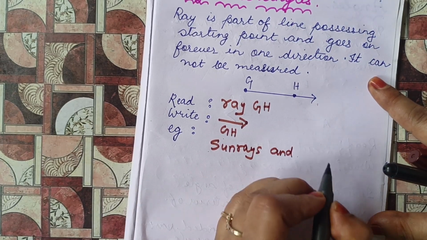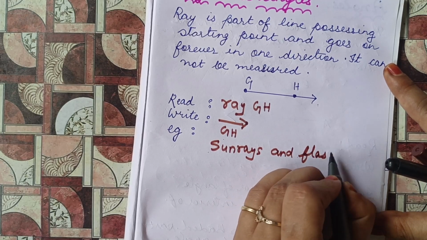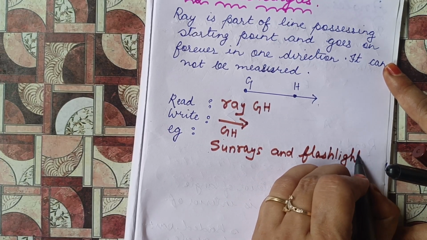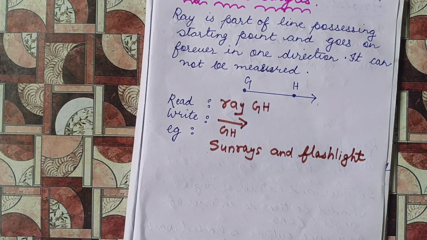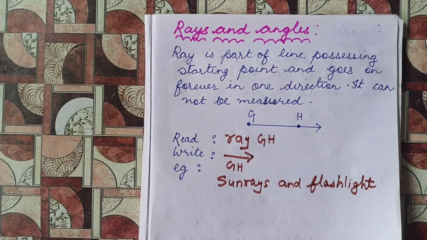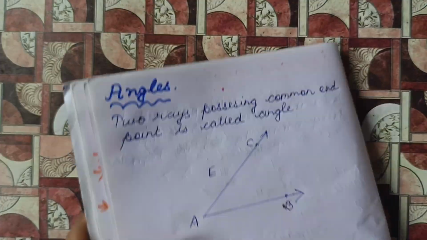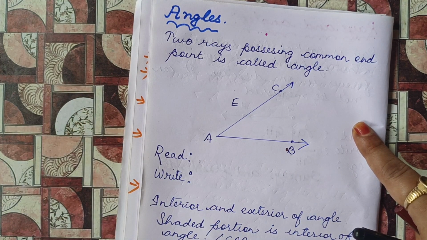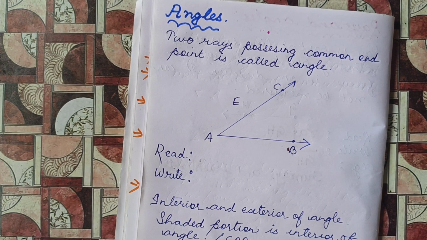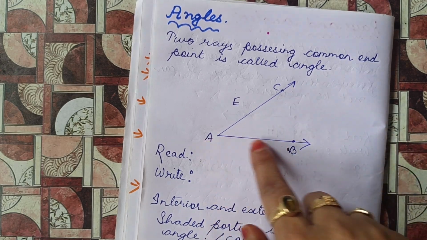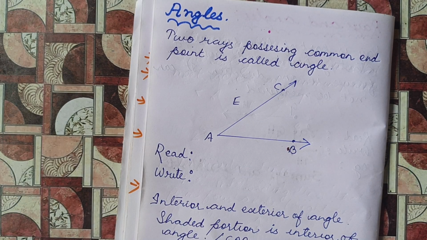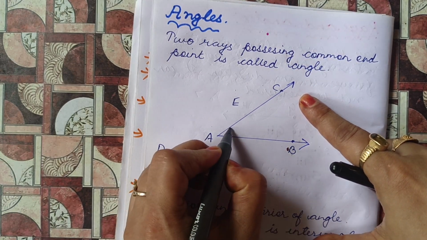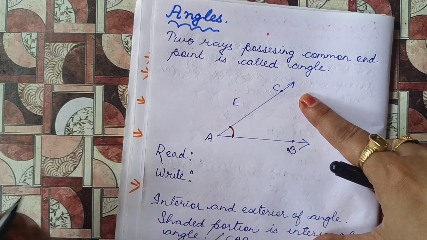This can be an example of rays. Hope you have understood what is ray. Now let us move on to the definition of angle. Two rays possessing common end point is called an angle. Now here, for example, these are two lines. Now here an angle is being formed, angle A.